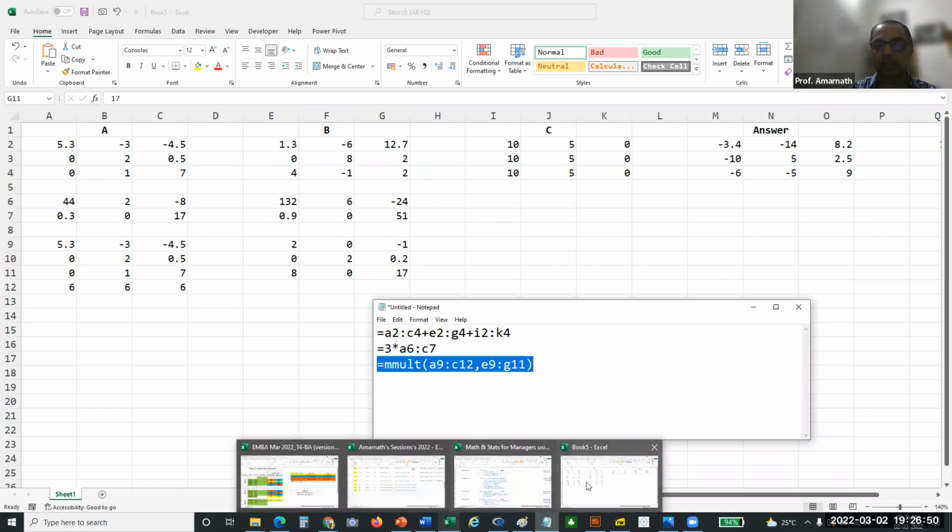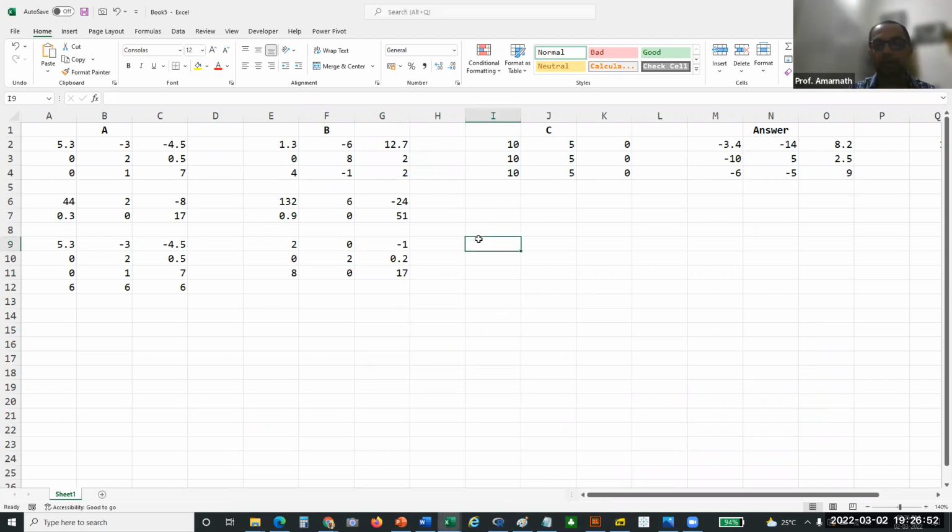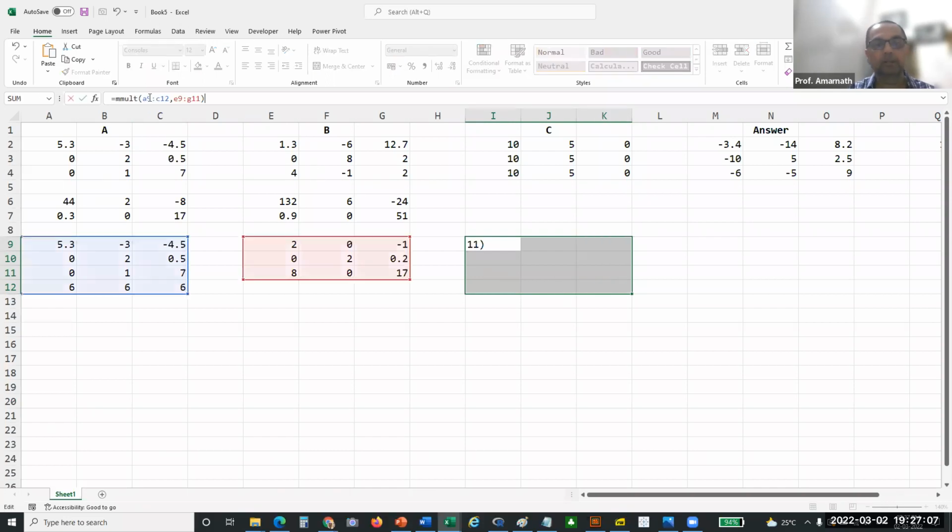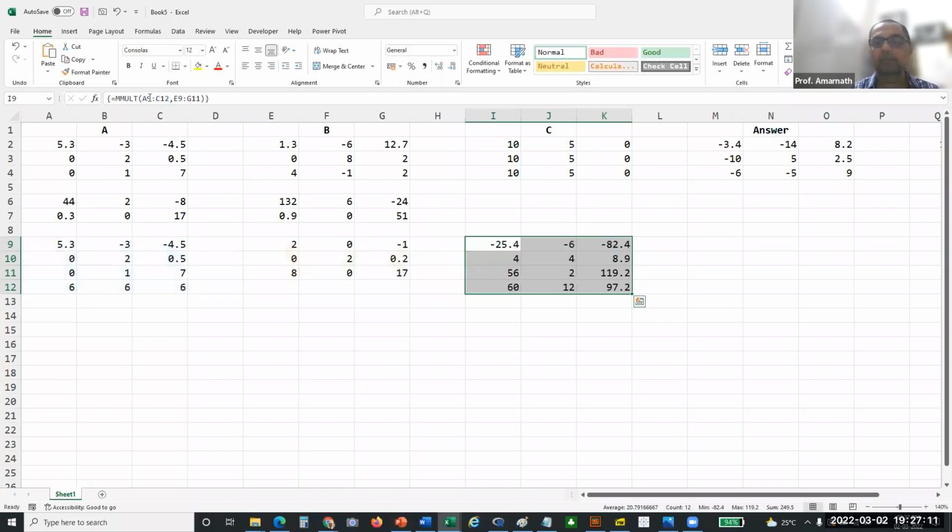As I told you, the resultant matrix is 4 by 3. So 1, 2, 3, 4, and 1, 2, 3. So this is my resultant matrix. I paste it here and press Control Shift Enter. So this is the answer which I get for matrix multiplication.